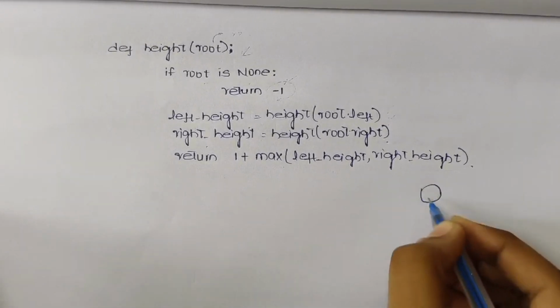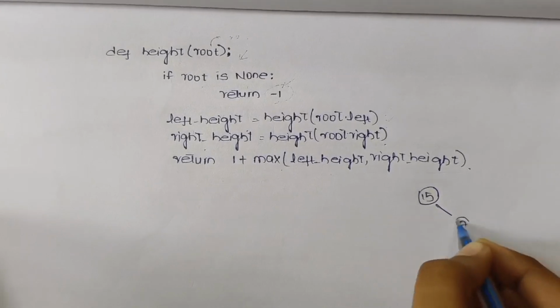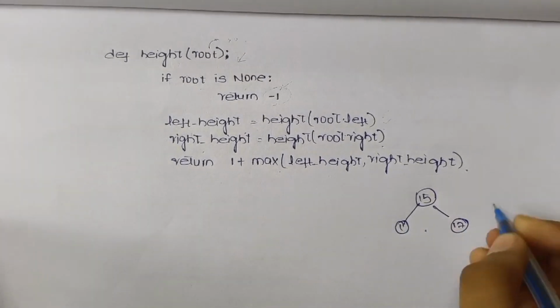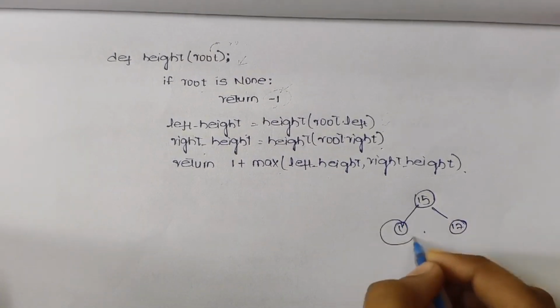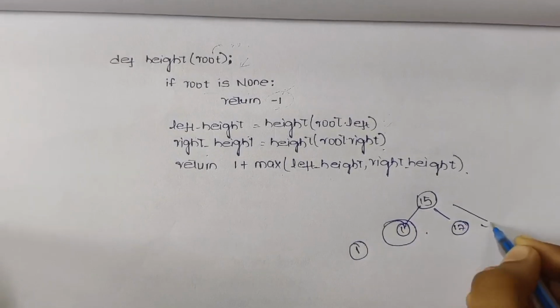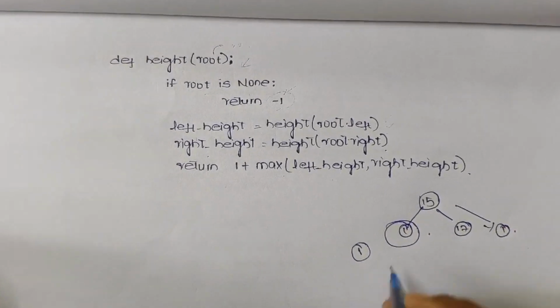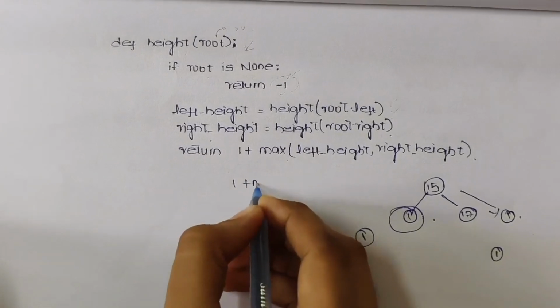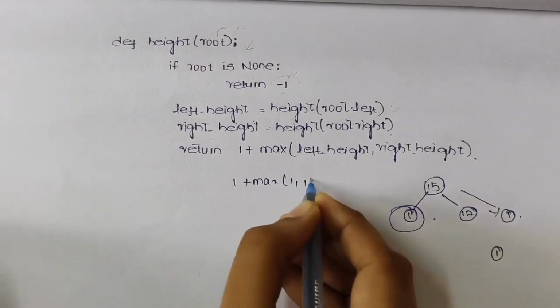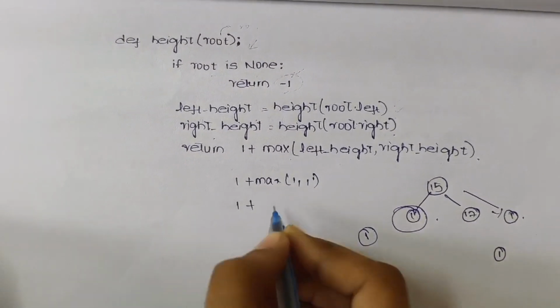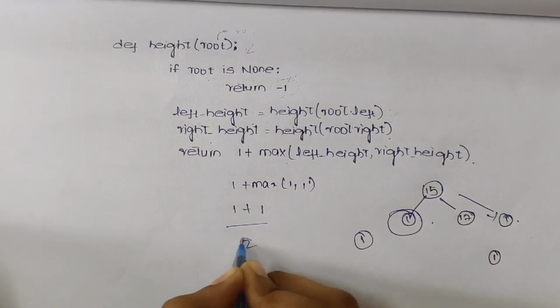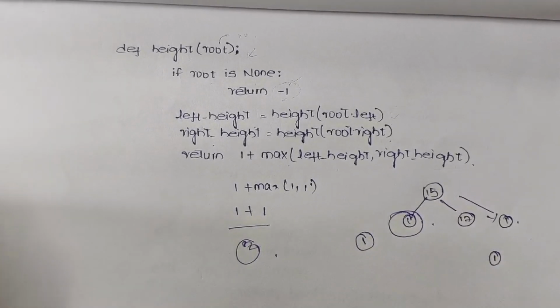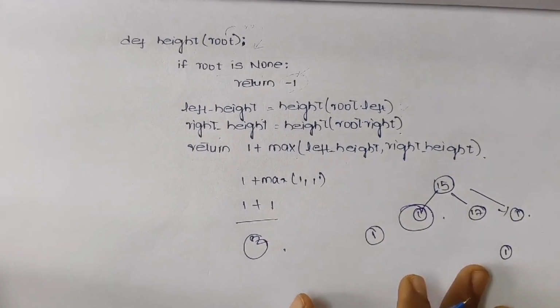Suppose this is the tree, and here we have the left height as 1 and the right height as 1, and the max of 1 and 1 is 1. So 1 plus max of 1 comma 1. Here it takes 1 plus 1, so 2. Height is 2. So like this we calculate the height of the binary tree.